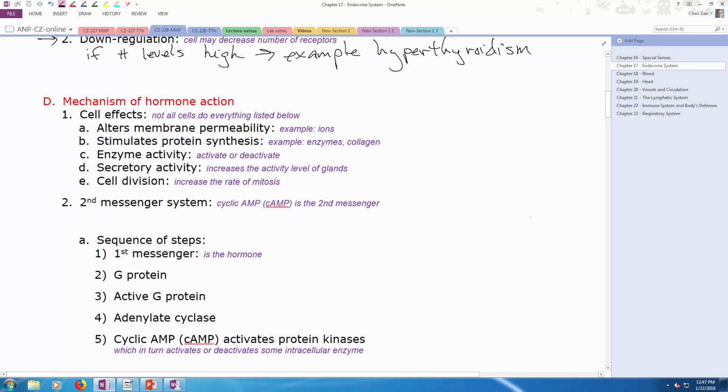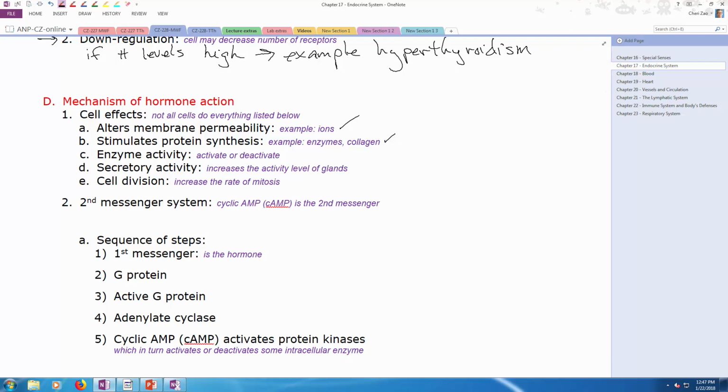What hormones do at the cellular level? So these are possibilities of what hormones can do to our cells at the cellular level. They can alter membrane permeability to various ions. And we'll talk about aldosterone as how it does that in the kidneys for sodium and potassium. It can stimulate protein synthesis, and our example here is collagen and enzymes. Growth hormone is great for that.